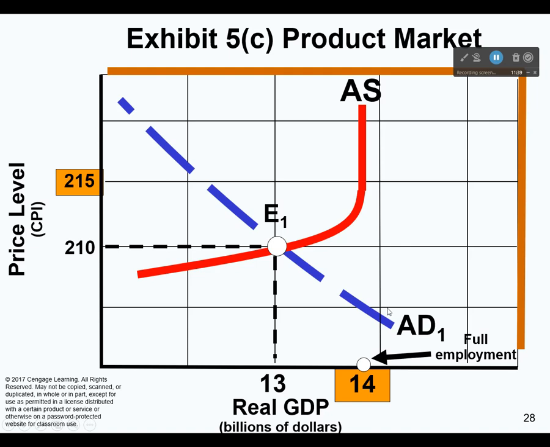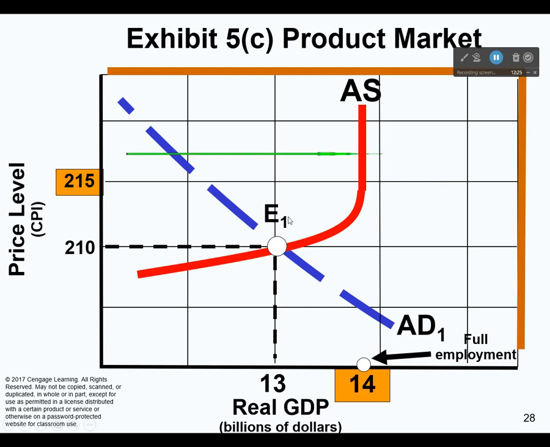Okay. So here we have the product market. You'll remember this from chapter 15 on GDP. This is a classical section of the aggregate supply curve, the intermediate section, and then we could have a horizontal section here, but they don't. Okay, so here's our initial equilibrium. Price level is on the y-axis. Real GDP in billions of dollars is on the x-axis. And we have an initial equilibrium. You could think of this as when rates are at 6%, with a price level of 210 and $13 billion in real GDP.